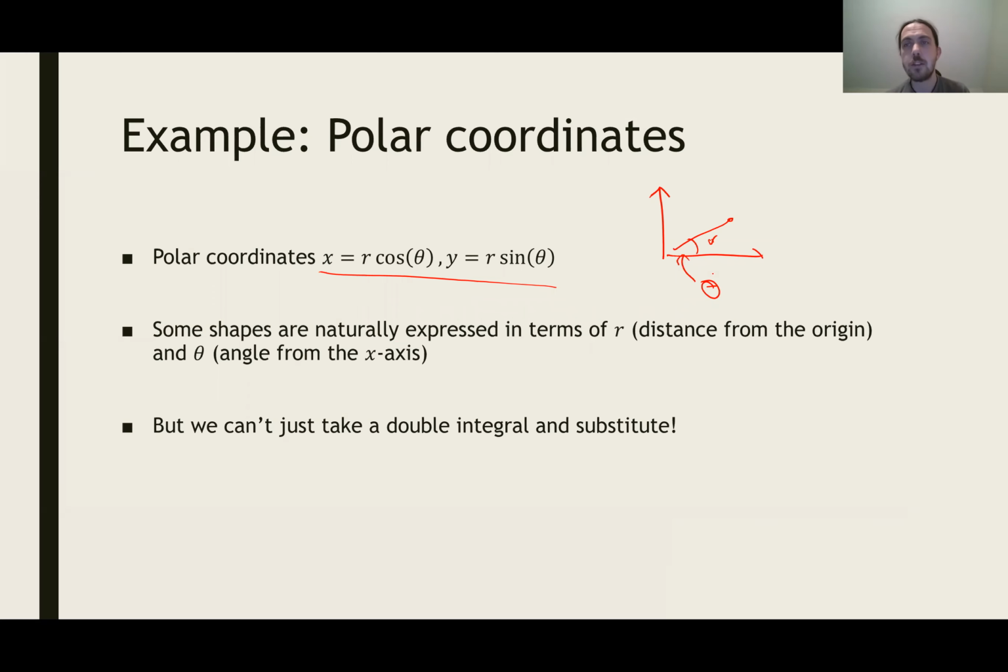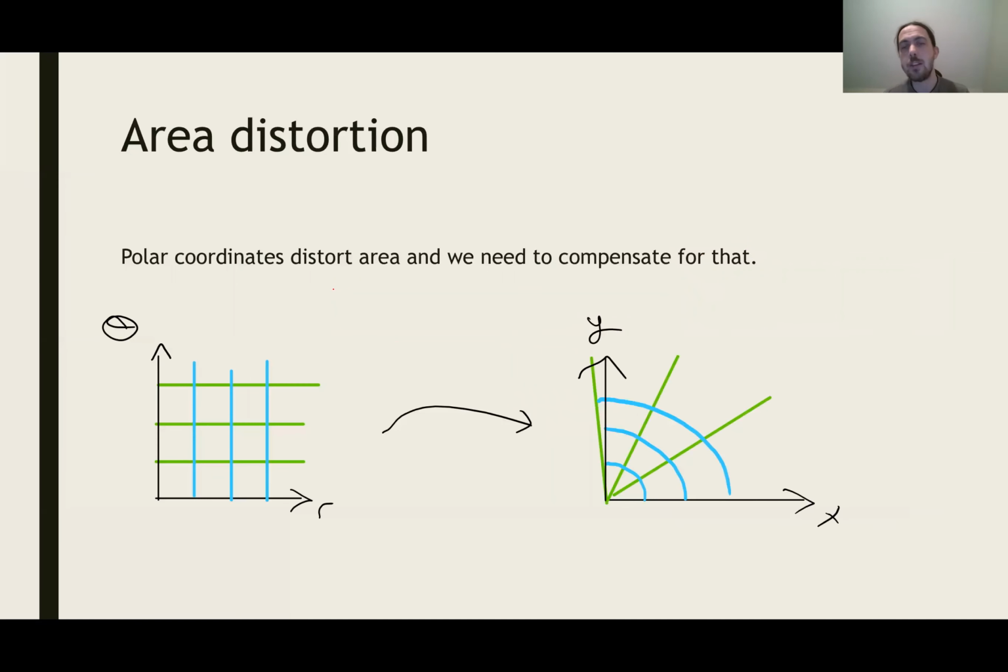But we can't just take a double integral and fire everything in by substituting x as r cos theta and y as r sine theta into it. We have to do it carefully because there's an area distortion problem that happens. If we think about our function that takes r and theta and produces r cos theta and r sine theta out of it, we can think of that as taking coordinates on the left-hand side in terms of r and theta and turning them into coordinates on the right-hand side in terms of x and y.